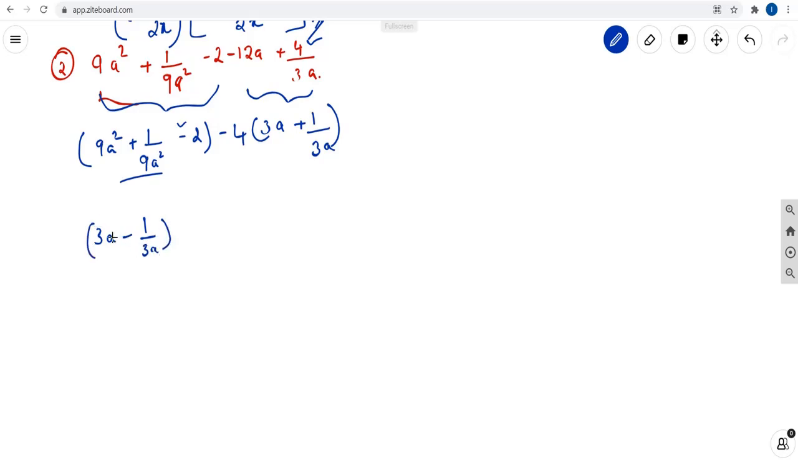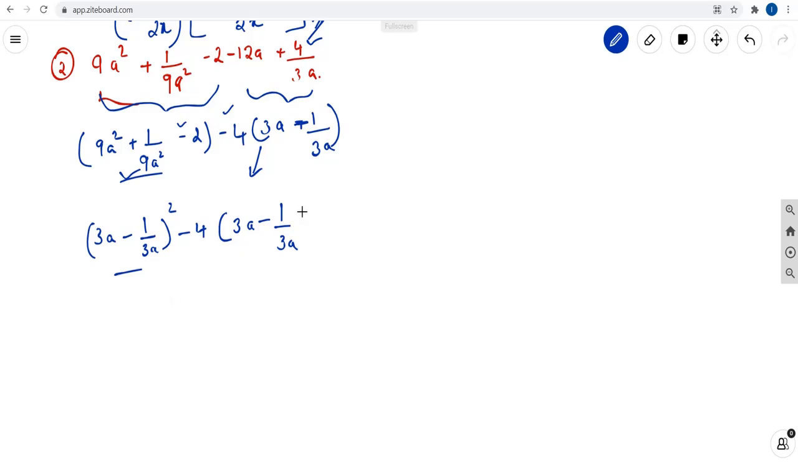Okay, so whole square. If I expand this equation, I'm going to get this same equation. If you want, you can just expand and see. Here also I have taken minus outside, so this is minus. This one I will rewrite as it is. So this becomes minus 4 times (3a minus 1 by 3a).